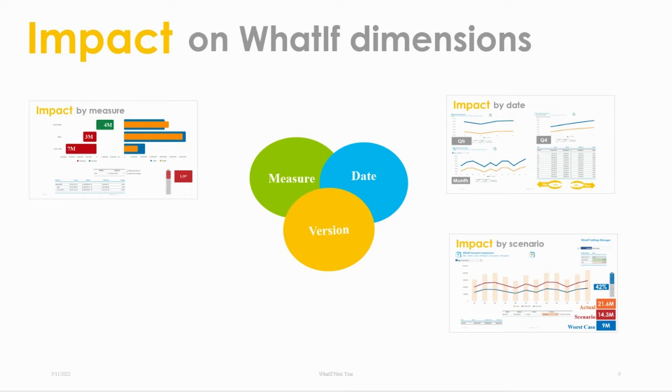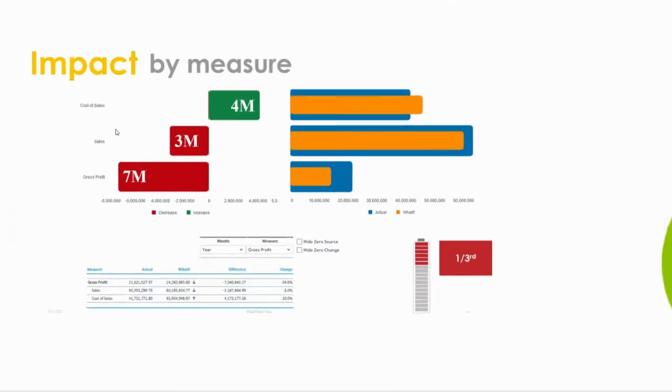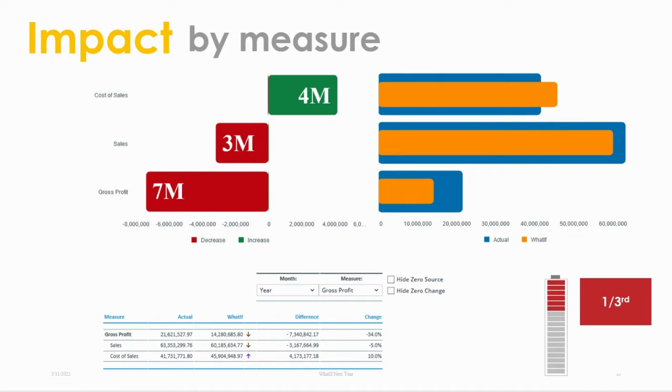Our what-if model clips into any cube that has a measures, date, and version dimension. We'll take a quick look at some of the analytics on these dimensions. We're using a performance gap to investigate the impact of our scenario. For the measures dimension, at the top level we can see COGS has increased by 4 million, sales decreased by 3 million, with gross profit shrinking at around a third, or around 7 million.